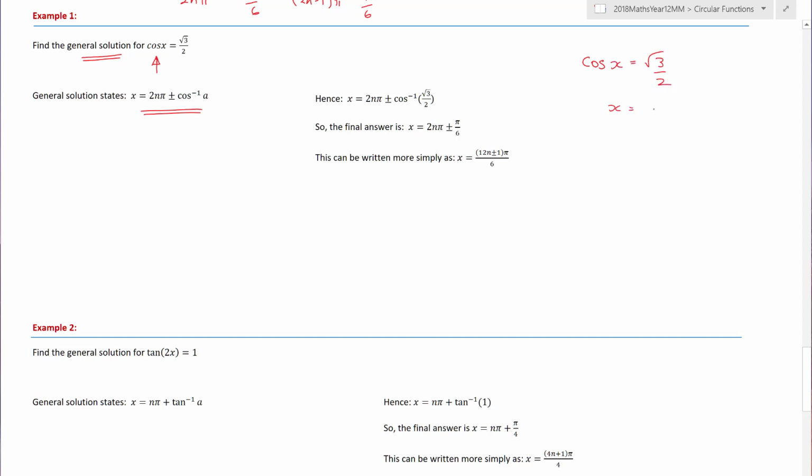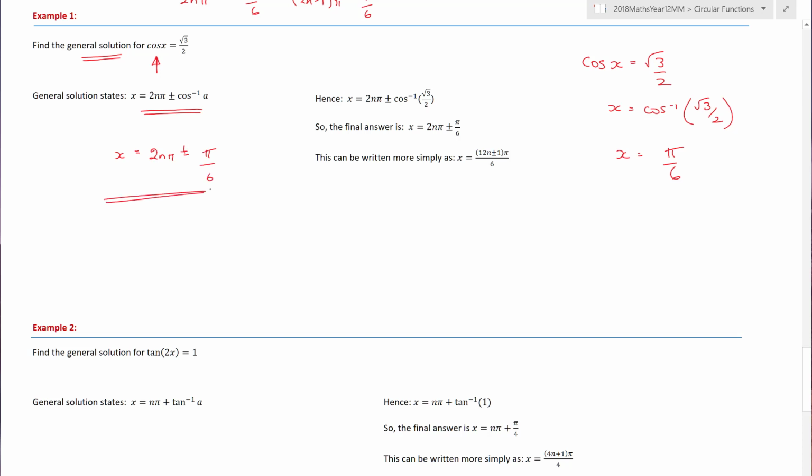So I'm going to do x is equal to the cosine to the minus 1, the inverse cos of root 3 on 2, which I would use my calculator or the triangles or whatever else to find, and it just so happens that x in this situation is pi on 6. So I now absolutely just put that into my equation. So x in this situation is equal to 2n pi plus or minus pi on 6.